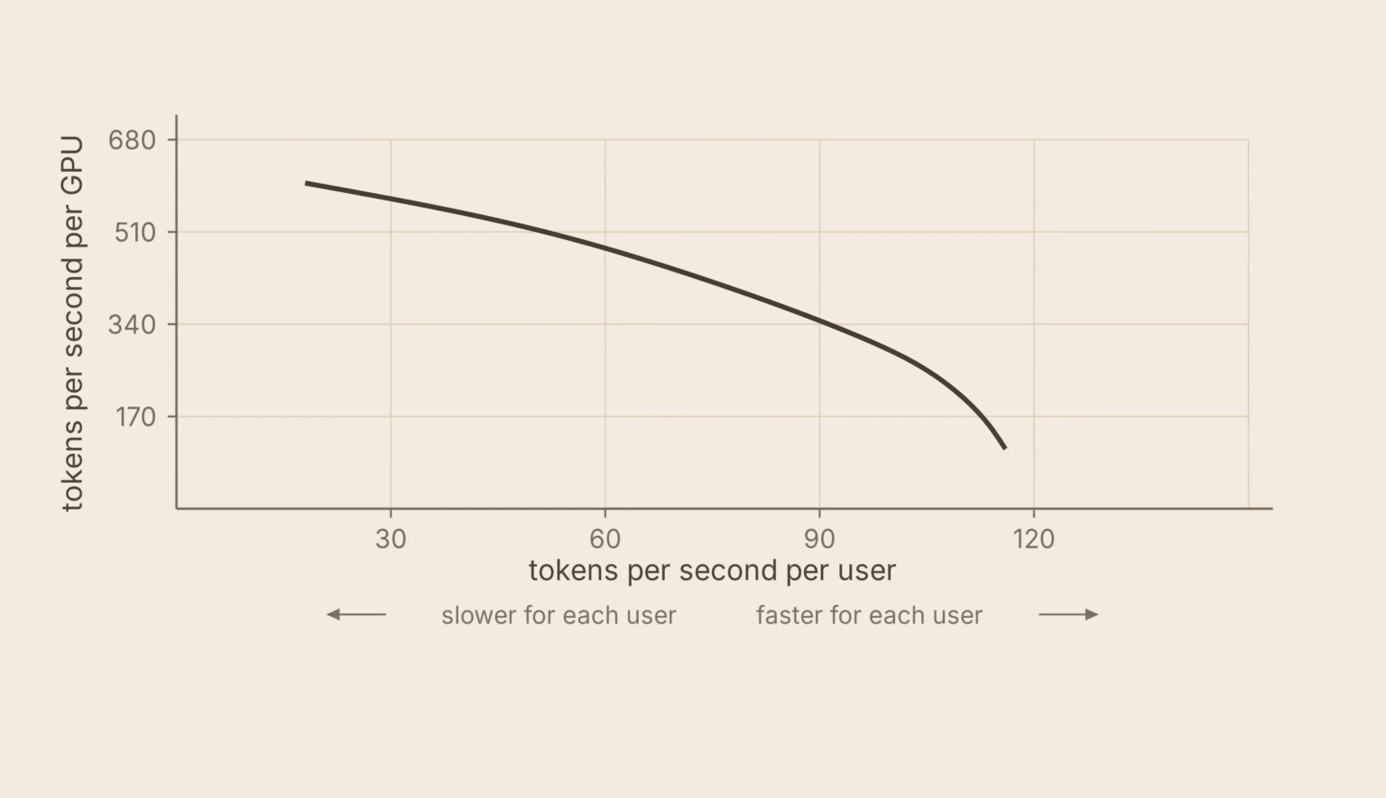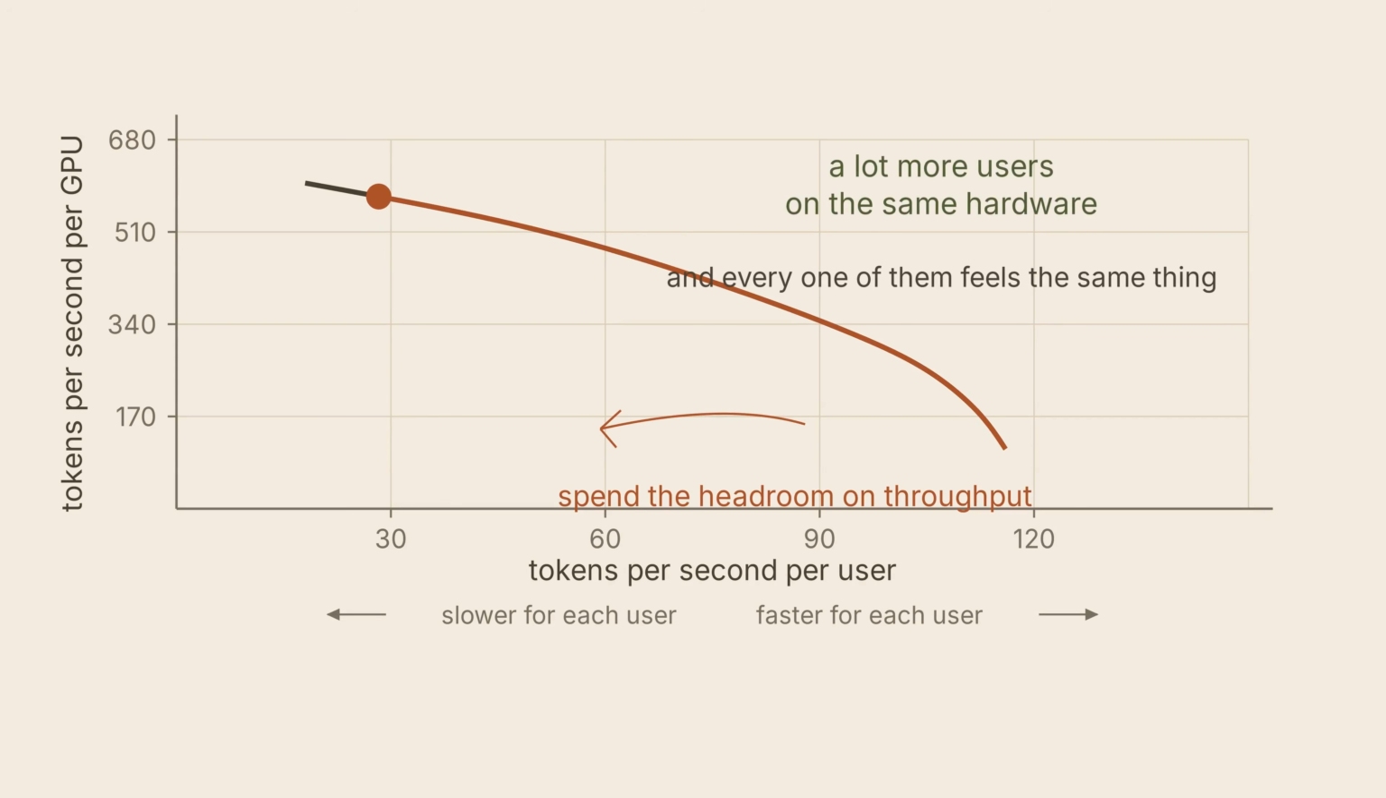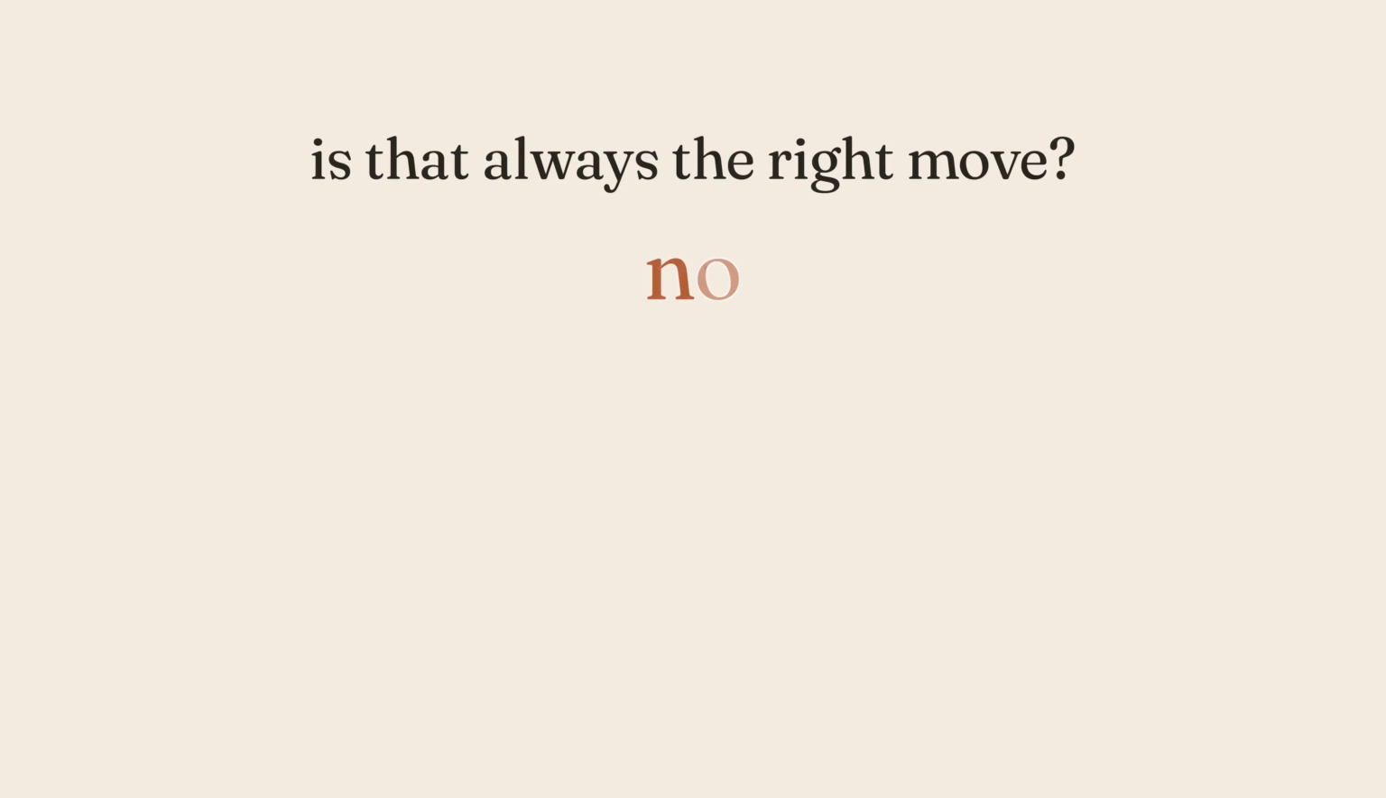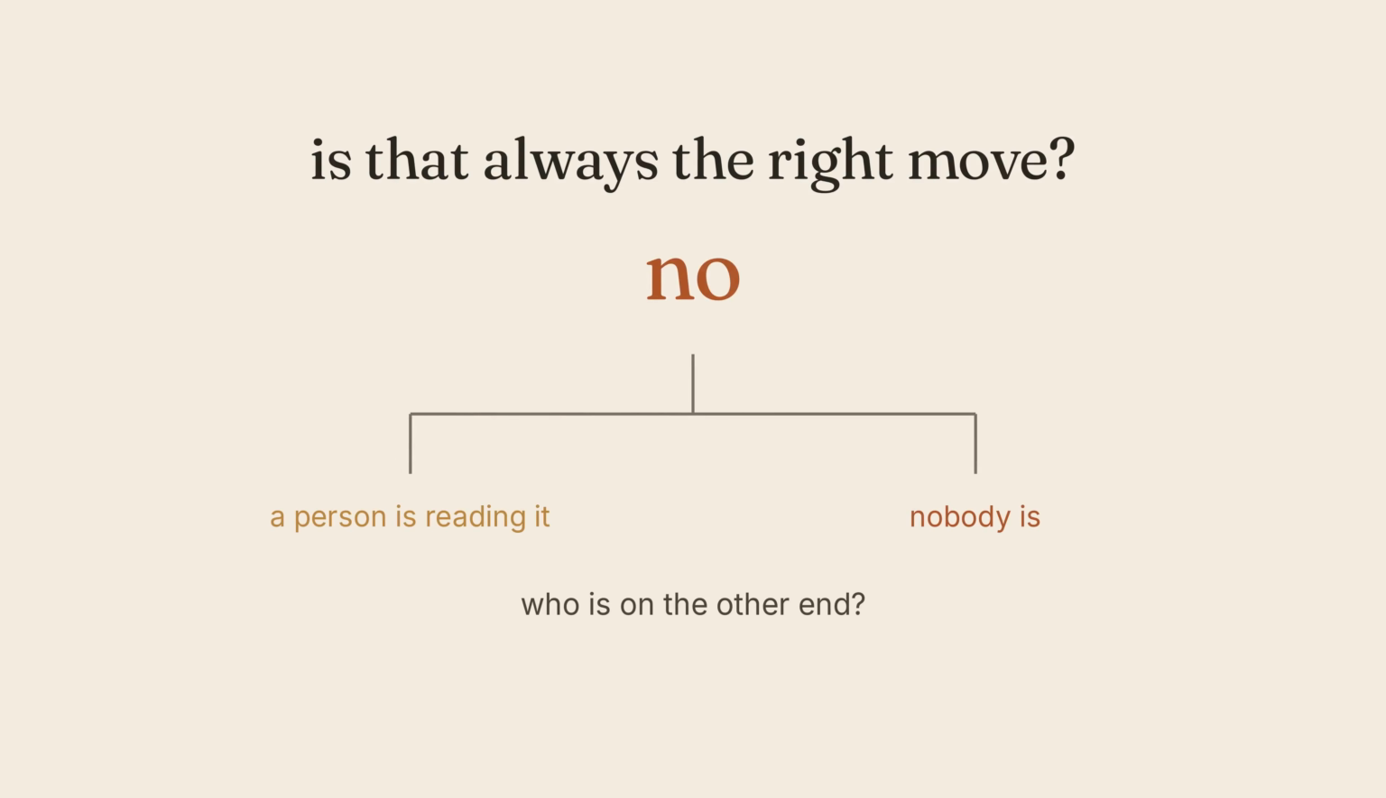Walk left along your curve instead, spend that headroom on throughput, and you can serve a lot more users on the same hardware, and every one of them will feel exactly the same thing. But is that always the right move? No, because episode 5 had a second branch, and here it will change what you do.